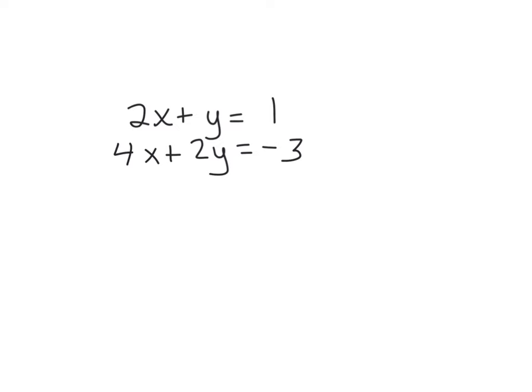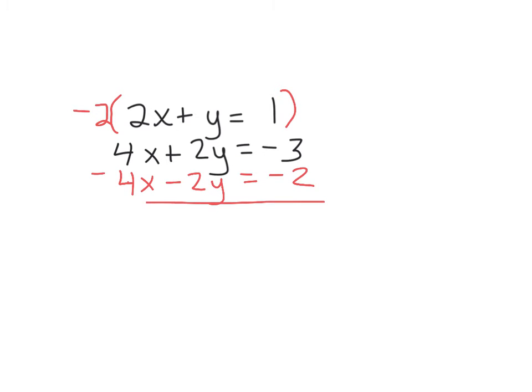So let's see, I'm looking at these coefficients. Maybe I choose to eliminate the y's first. Doesn't matter which one, but I'll choose the y's. So I need to get those to have the same coefficient, so I will multiply that top equation through by a -2, which will give me then -4x minus 2y equals -2. So now I can eliminate those y's.